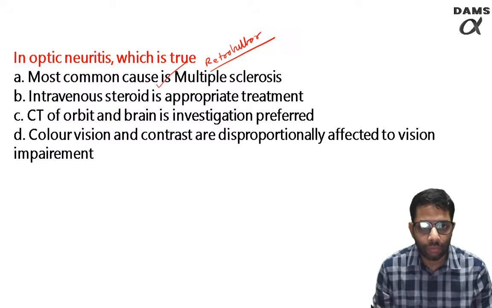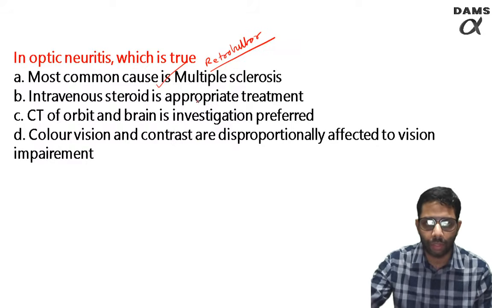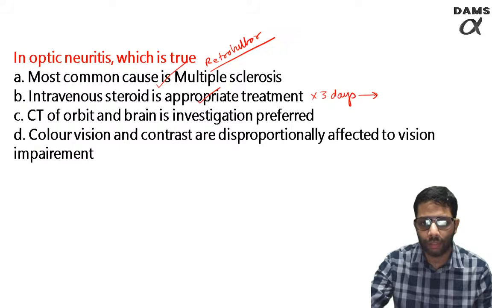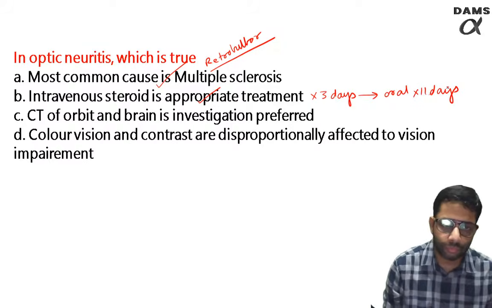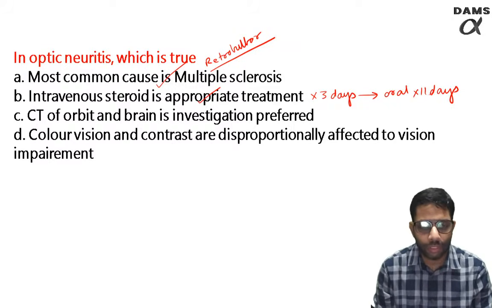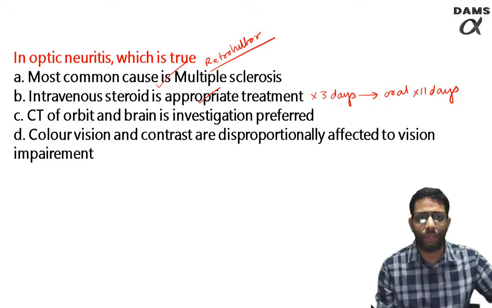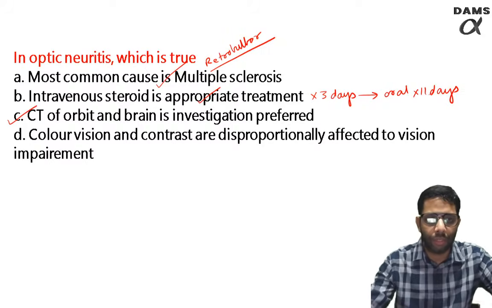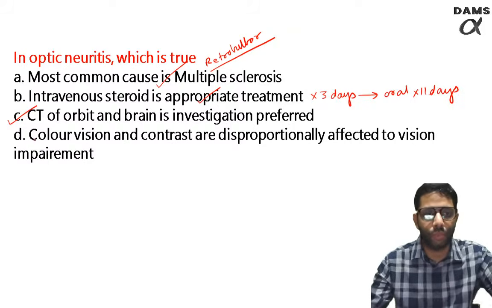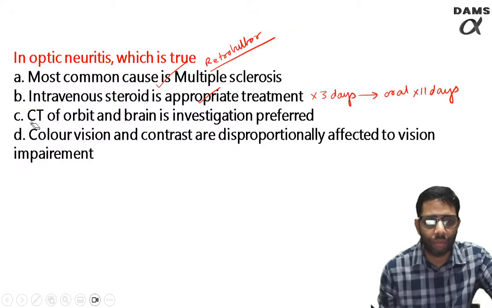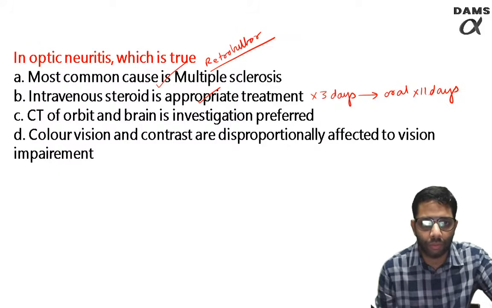Now the treatment of multiple sclerosis, demyelination, optic neuritis is intravenous steroid. That is a true statement, and that is given initially for 3 days, and after that oral steroids are given for 11 days. So 14 days minimum treatment is given. But the option C, if you see, it's a radio question plus ophthal. CT scan of orbit brain as investigation is a false statement, and that is the answer. Which is true is asked. Okay, fine. If you have to choose one, it should be false.